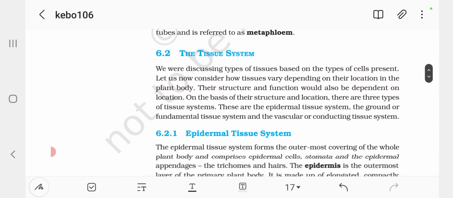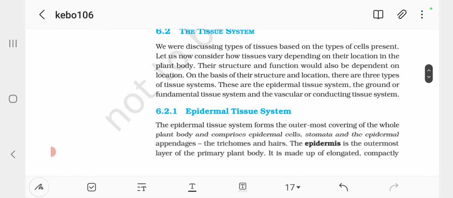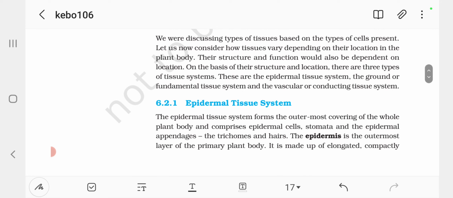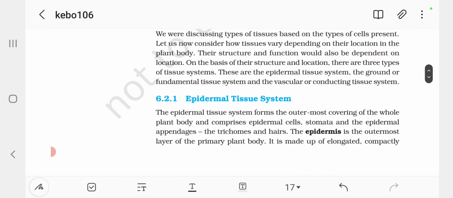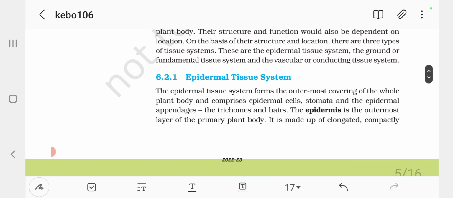6.2 The tissue system. We have discussed types of tissues based on the types of cells present. Let us now consider how tissues vary depending on the location in the plant body. The structure and function would also be dependent on the location. On the basis of the structure and location, there are three types of tissue systems. These are the epidermal tissue system, the ground or fundamental tissue system, and the vascular or conducting tissue system.